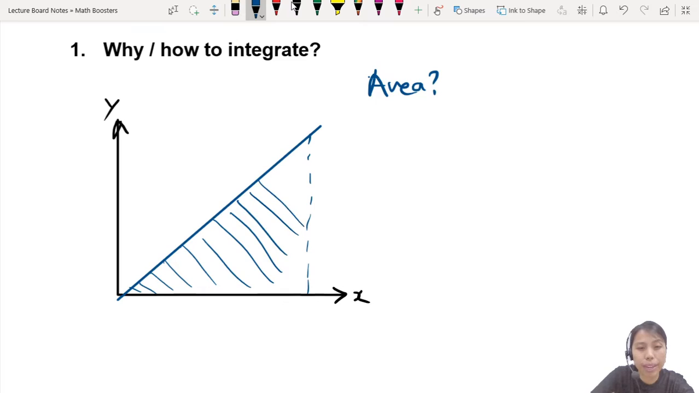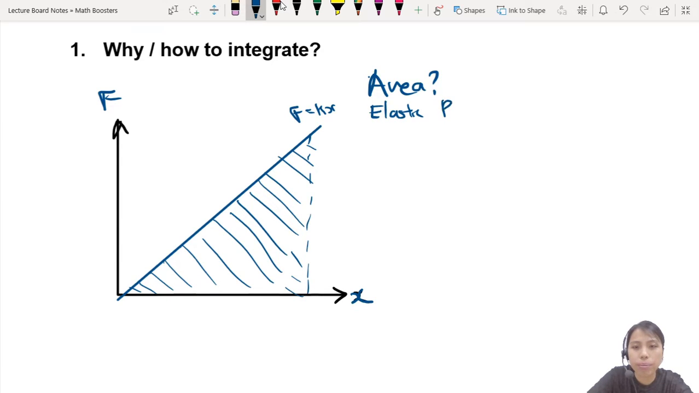Now we have done this before, right? In physics, for example, if this is Hooke's law, F equals kx, then I need to change my axis a bit. So this is force against extension of a spring. I want to find the area because the area is the elastic potential energy stored. How do you find the area? You can say, oh, miss, easy. You just take the triangle area. Yes, we know triangle area is half base times height.